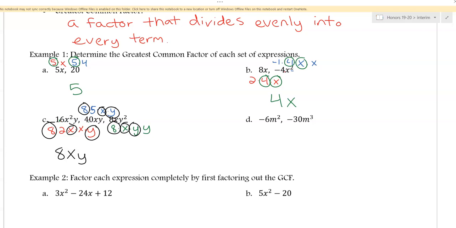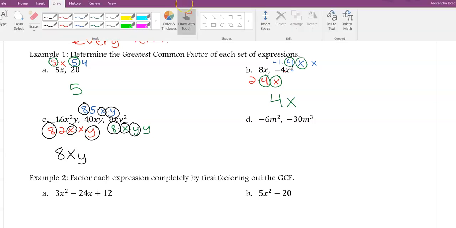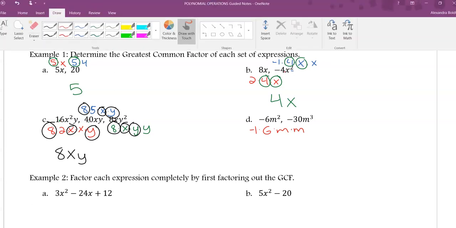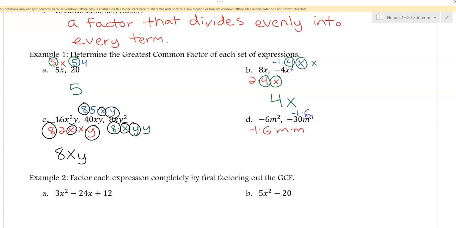All right, looking at part D, same idea. This 6m squared is negative 1 times 6 times m. And then this negative 30m cubed is negative 1 times 6 times 5 times 1, 2, 3 m's. So they have the 6 in common, and then an m in common, and another m in common. So 6m times m, which is the same as 6m squared.